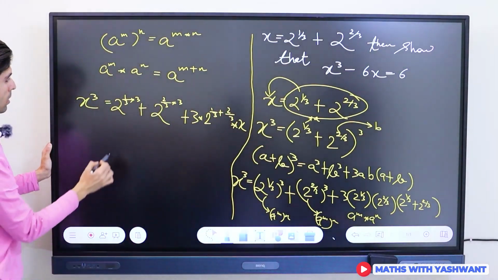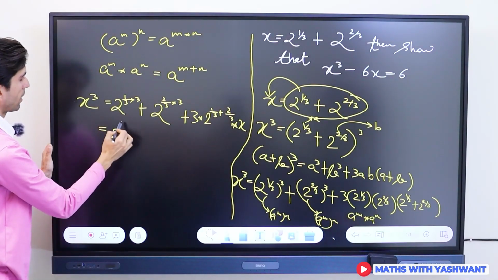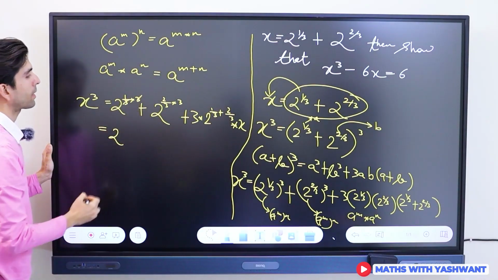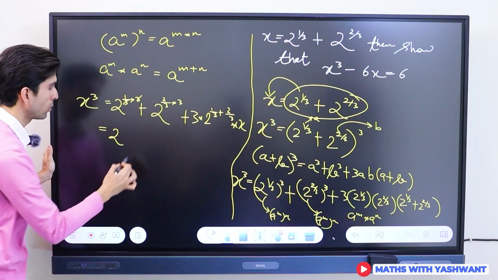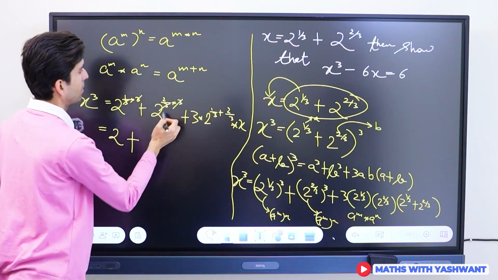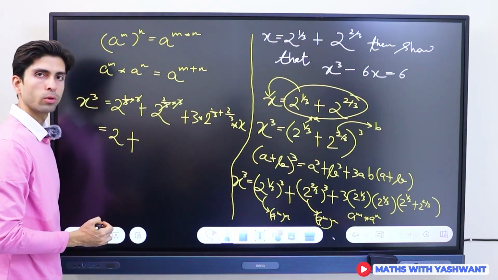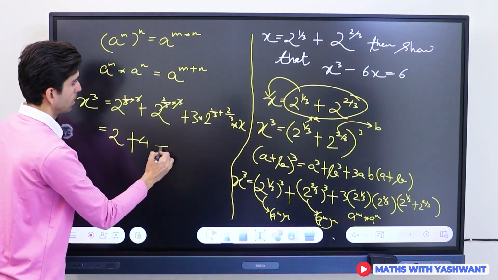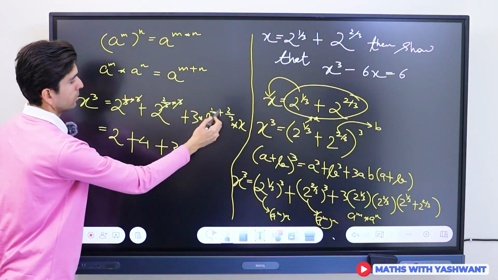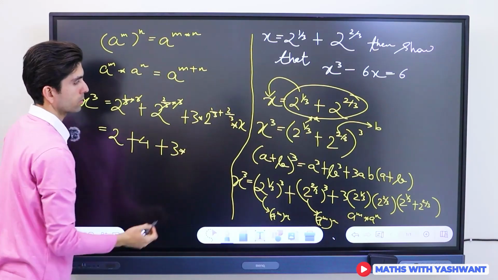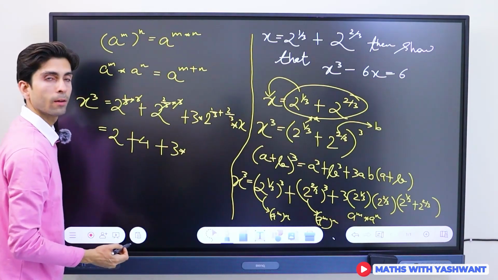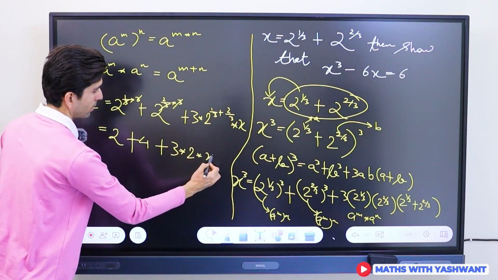Okay. Now let's simplify this. So we have 2 to the power 1. 3 and 3 will get cancelled out. 2 to the power 1, which is actually 2, plus 3 and 3 will get cancelled out. We are left with 2 to the power 2, which is actually 4, plus 3 into, this is again, if we add the fractions, we get 2 to the power 1, which is actually 2, and we have x.